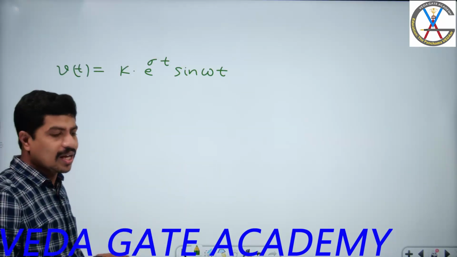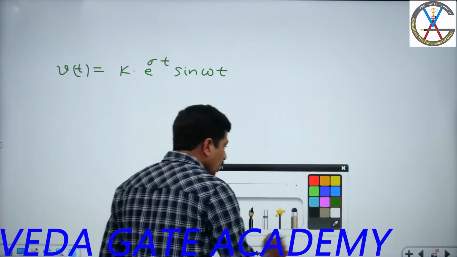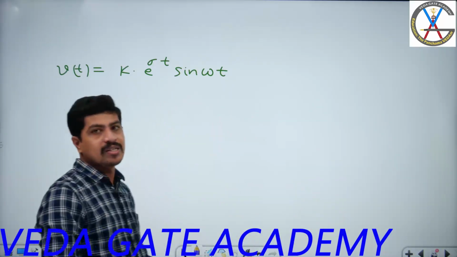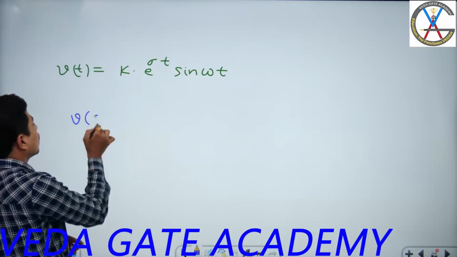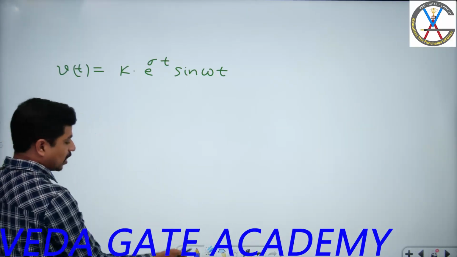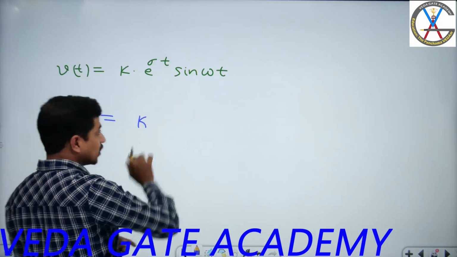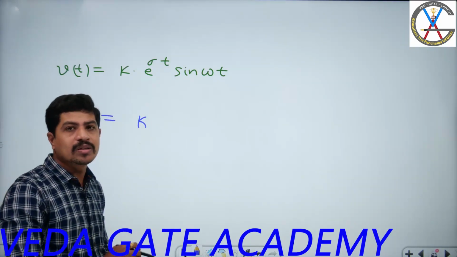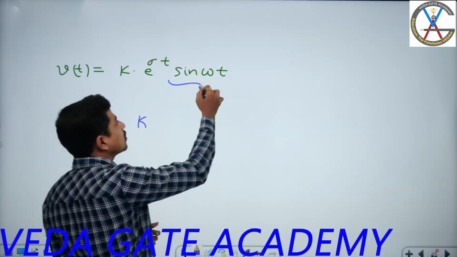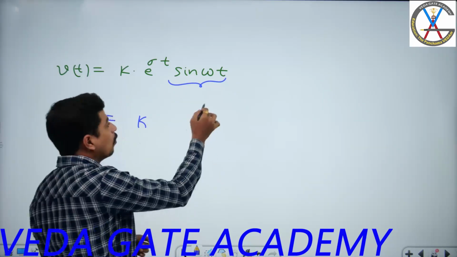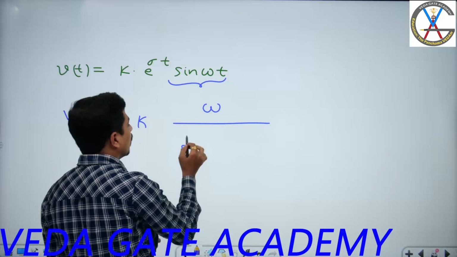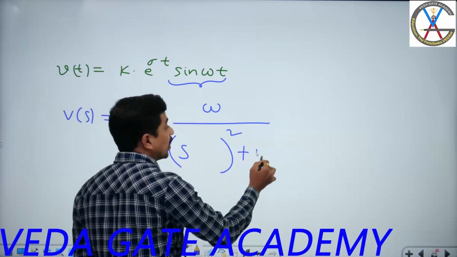Yes, our general expression. For simplicity, I am taking phi equal to 0. Apply Laplace. What are we going to get? A capital V of s. Laplace is always capital. V of s is equal to some k into... Very simple. What is the Laplace of sine omega t? Omega by s square plus omega square.